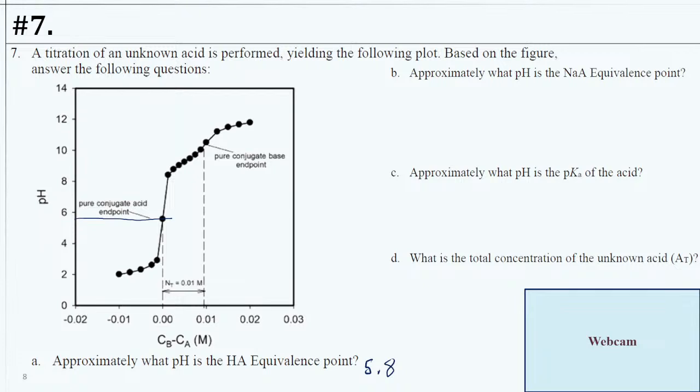Then part B says approximately what pH is the NaA equivalence point. Again, the key here is to recall, or to even read, that this is the conjugate base endpoint. If we have NaA, A minus is the conjugate base, so this would be the NaA equivalence point, and the conjugate acid is the HA, so the HA equivalence point. Of course, we are on a graph that is a little bit flipped compared to what we often look at, so we have to go from here to the left. So I took a line this way.